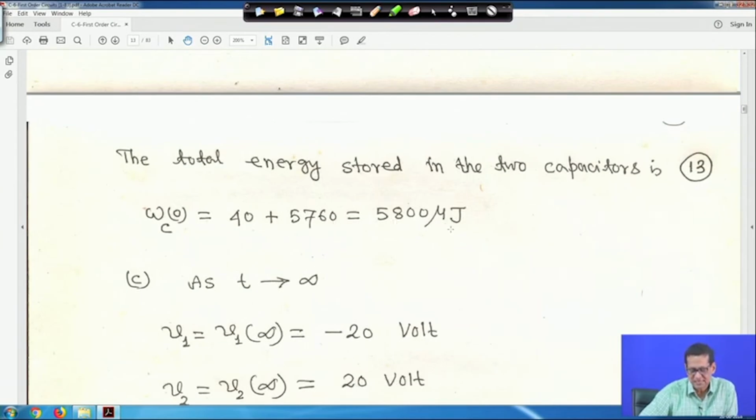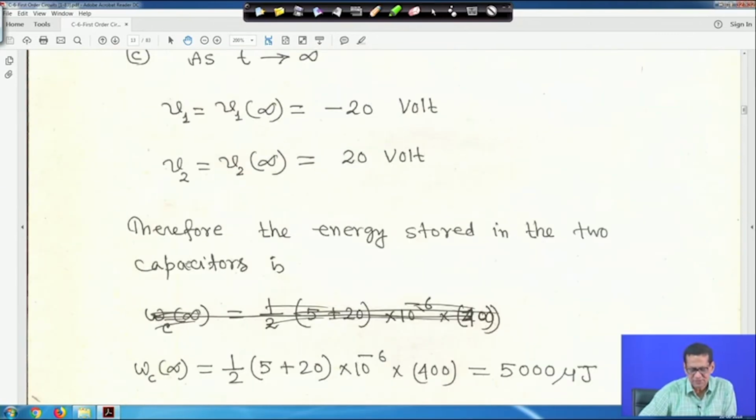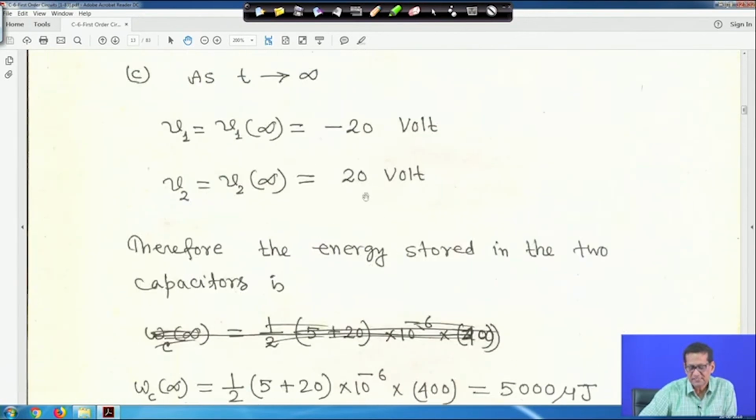Now part C, as t tends to infinity, V1 infinity you will get minus 20 volt, and V2 infinity you will get 20 volt. All the V1, V2 expressions are there, just see how much it is as t tends to infinity. Therefore, the energy stored in the two capacitors is half times 5 plus 20 into 10 to the power minus 6 into 400. 400 means 20 squared. Minus 20 squared is 400, plus 20 squared is also 400.